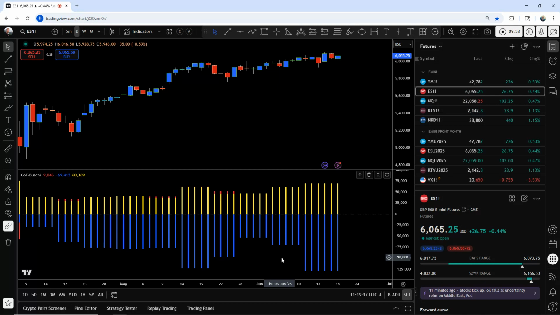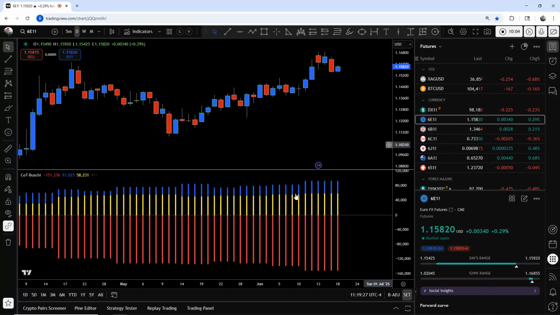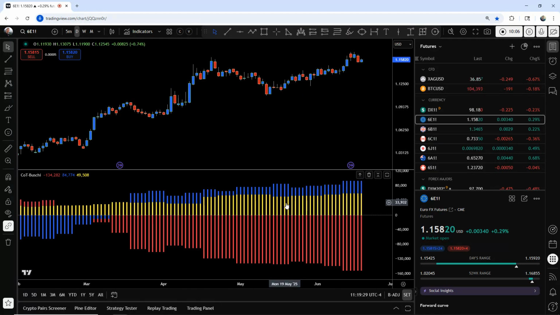The reason we get this report is that it must be reported if your positioning is big enough. Same thing with the Euro: big banks, Forex banks, financial institutions, they're pushing the market.